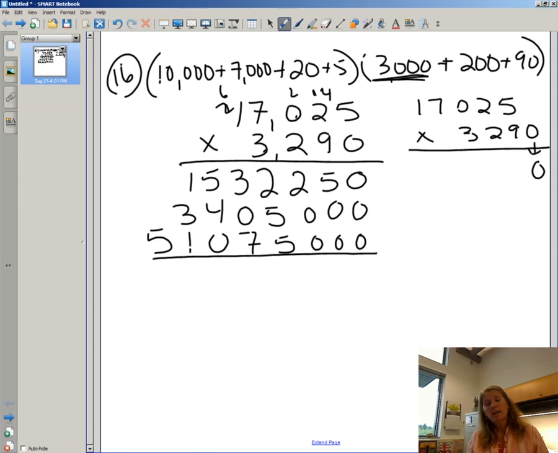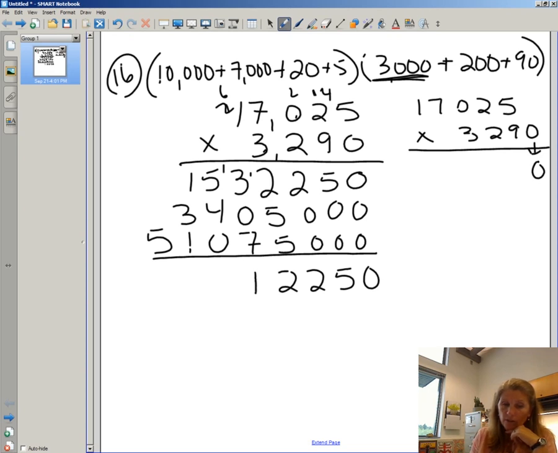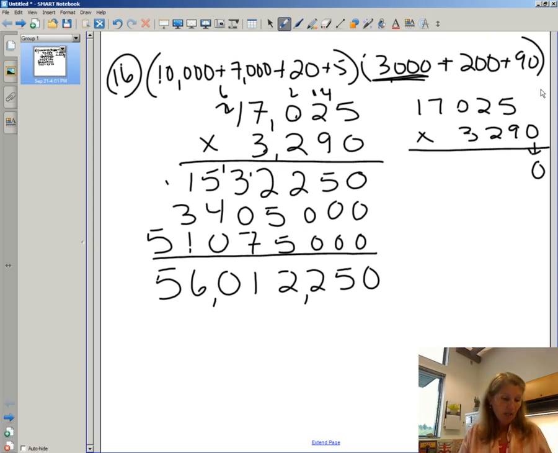And now I'm going to add straight down. Notice how I really make an effort to line things up so that it's easier to finish up. Half the battle is just organization and neatness. That's 0, 5, 2, 12, 11, 10, 6, 5. So I think the answer is 56,012,250.